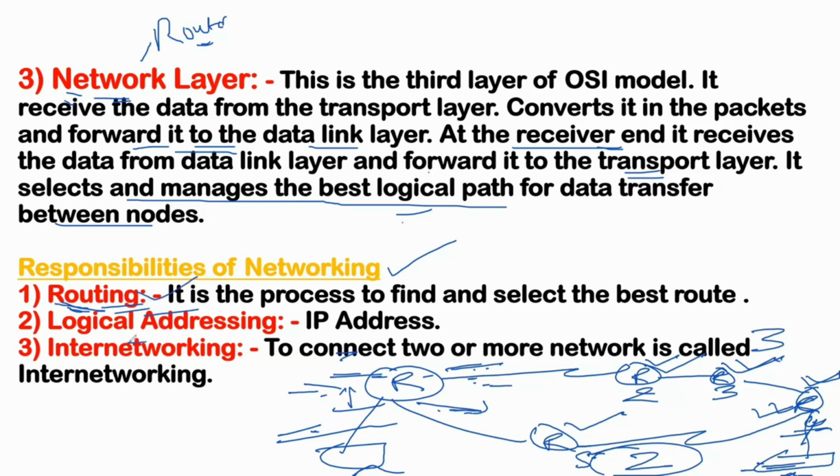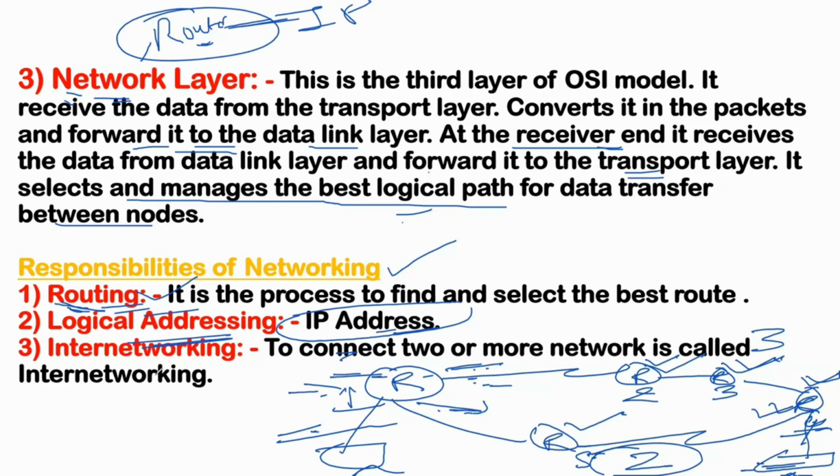Second is logical addressing. Logical addressing means the network layer uses IP addresses to connect the devices, because the router works on IP addresses. Switch works on MAC addresses, and router works on IP addresses. So this is the second responsibility. Logical addressing means connecting the devices with IP addresses.